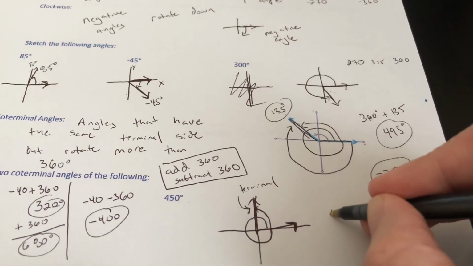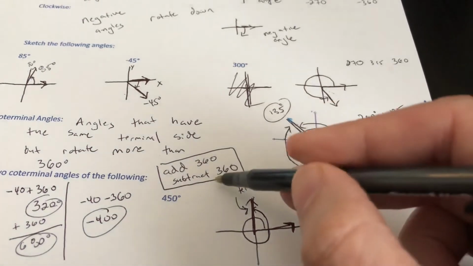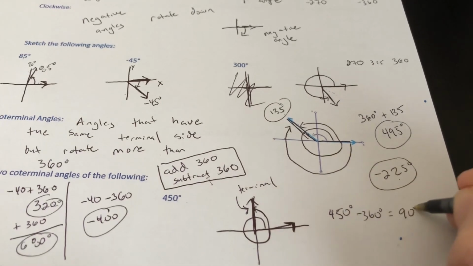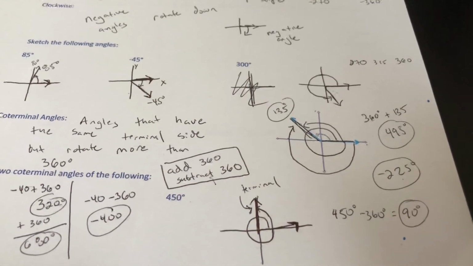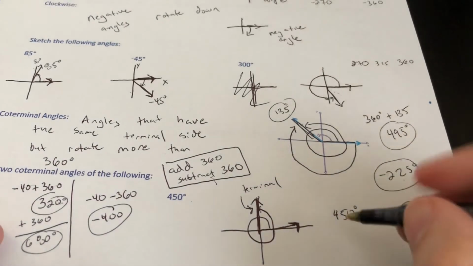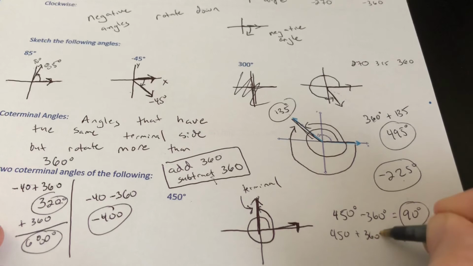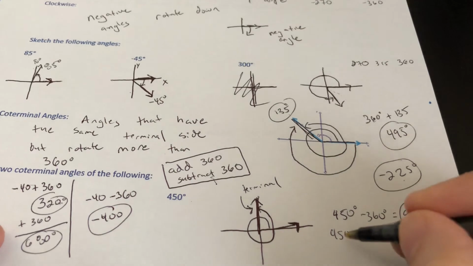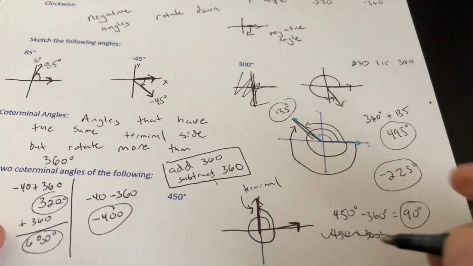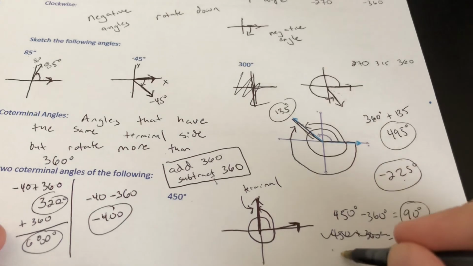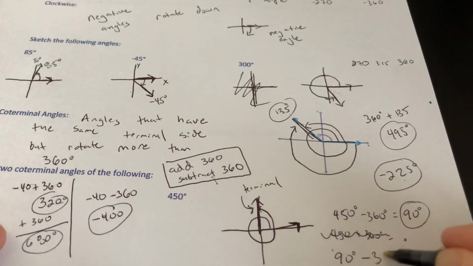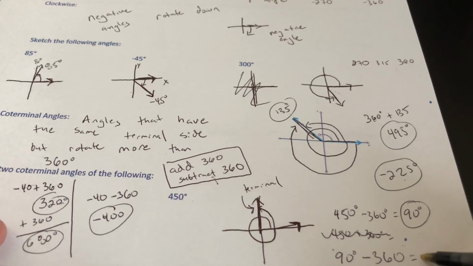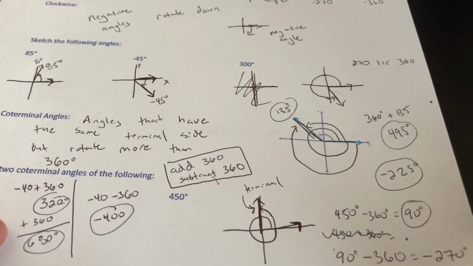Now we can find this by using our math as well, because if I take 450, and remember our rule is just add or subtract 360. If I subtract 360, that equals 90 degrees. So one of my coterminals is 90 degrees. Now, if I take 450 and add 360, that's going to stay a positive coterminal angle. So we don't want that one. We want a negative coterminal angle. So I'm going to take my 90 degrees and subtract 360 from it. I get negative 270 degrees. And that's another coterminal angle.